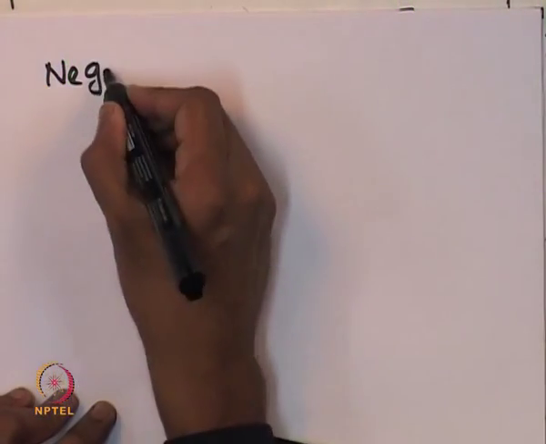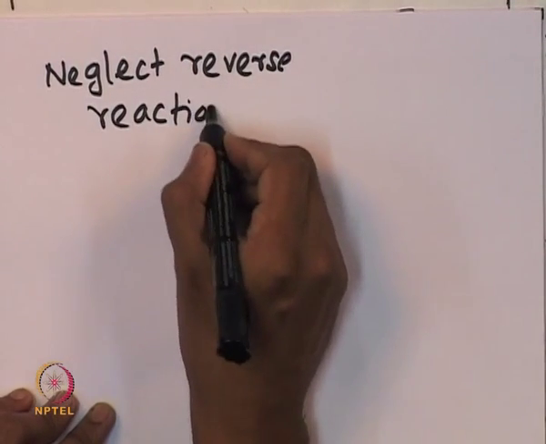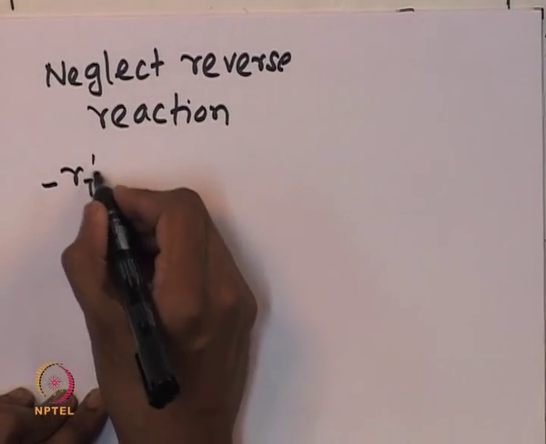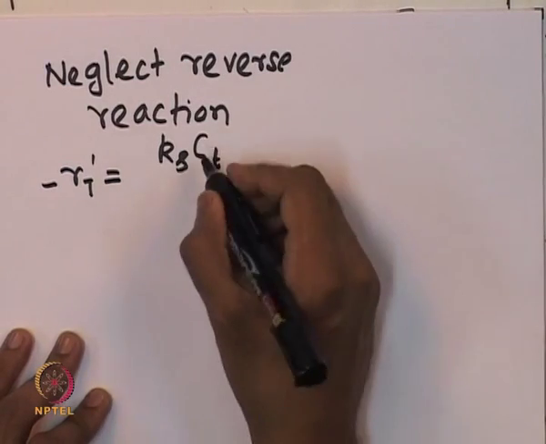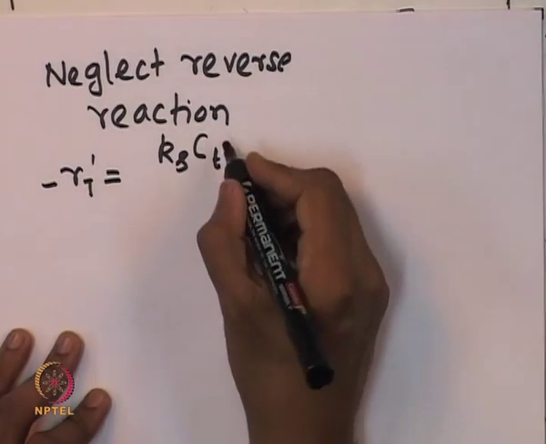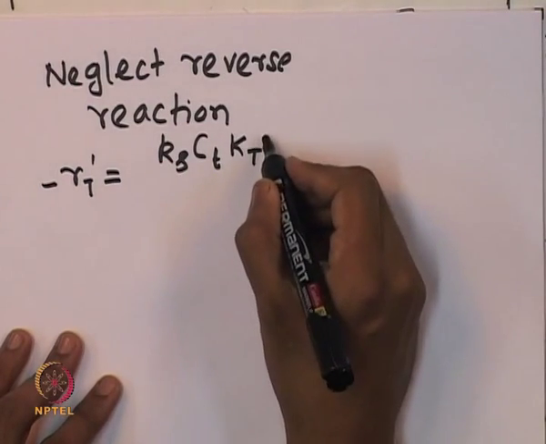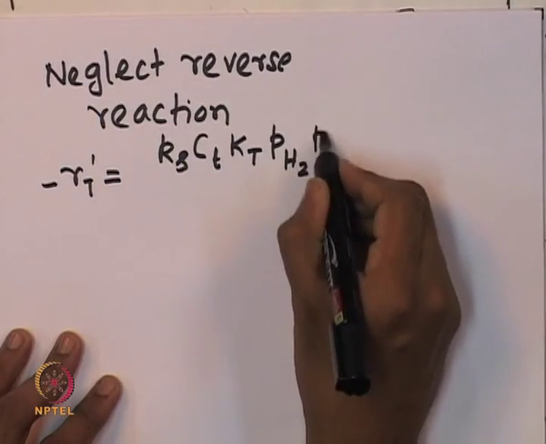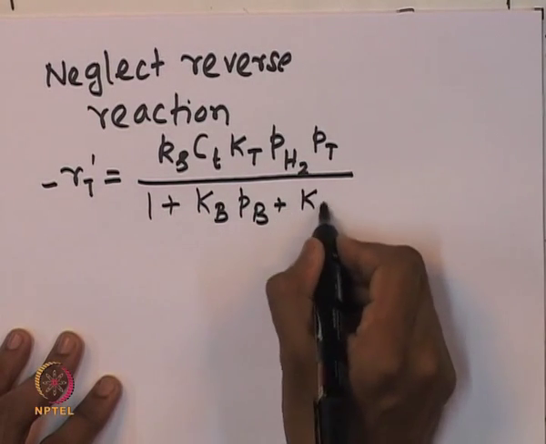Now, suppose we neglect the reverse reaction, suppose we say that the total amount of the reaction primarily goes in the forward direction. So, if we neglect the reverse reaction, then we will see that the rate can actually be given by Ks, which is the corresponding rate constant for the surface reaction, multiplied by Ct, which is the total number of catalyst sites available in the catalyst, and Kt, which is the corresponding adsorption constant for toluene, and partial pressure of hydrogen, partial pressure of toluene, divided by 1 plus Kb Pb plus Kt into Pt.